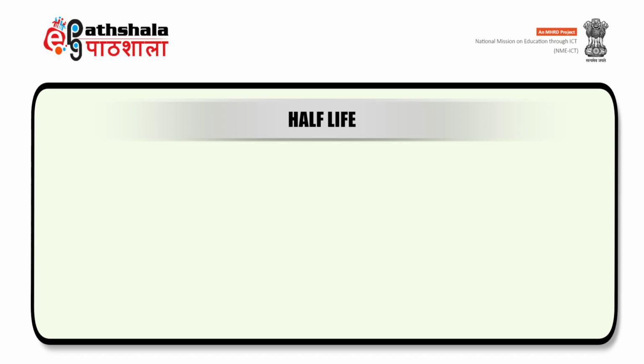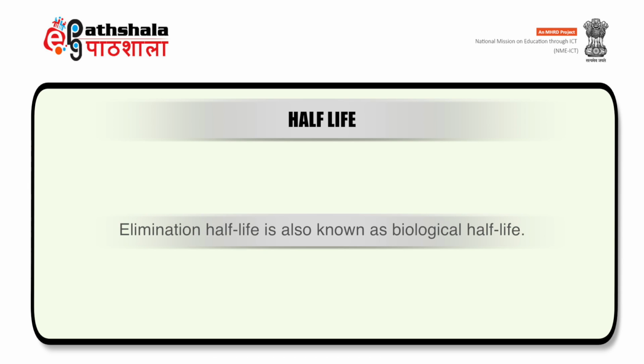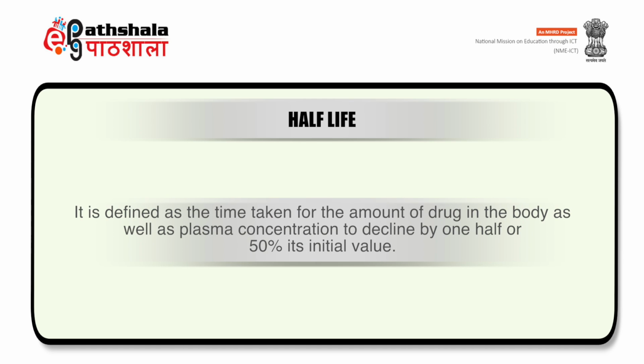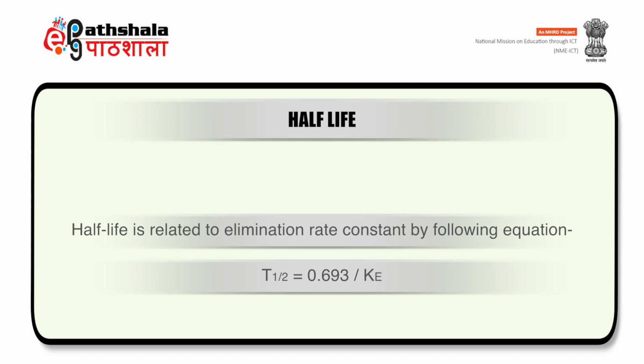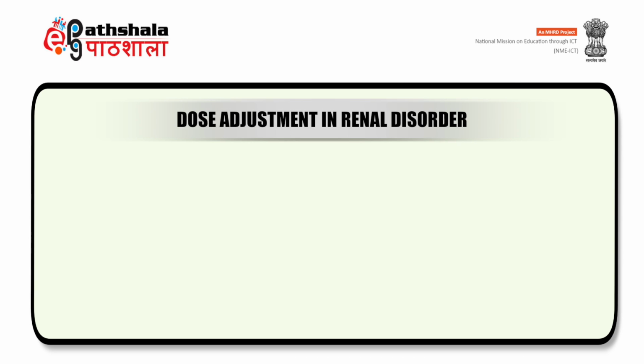The next pharmacokinetic parameter is half-life. Elimination half-life is also known as biological half-life. It is defined as the time taken for the amount of drug in the body as well as plasma concentration to decline by 1/2 or 50% of its initial value. Half-life is related to the elimination rate constant by the following equation, in which T half is half-life and Ke is the elimination constant.